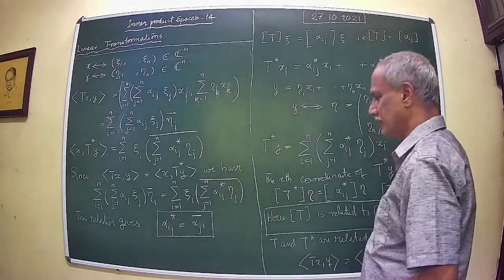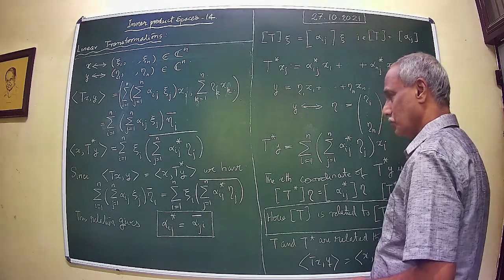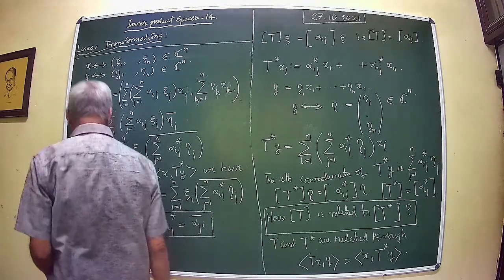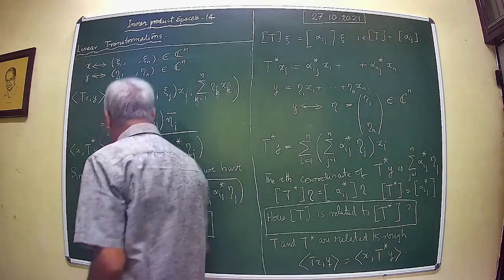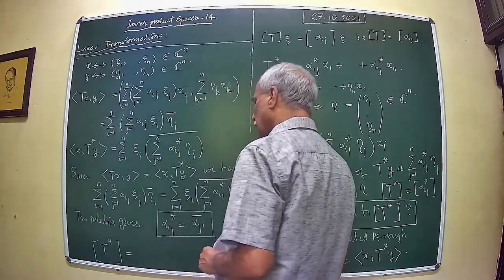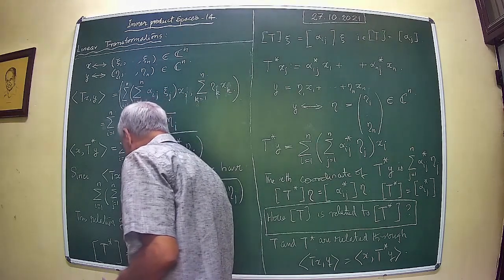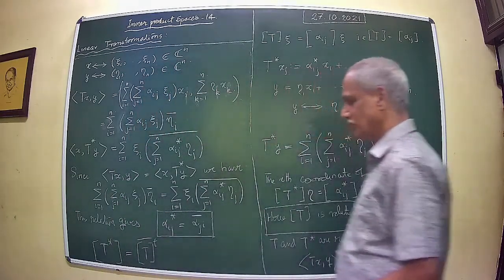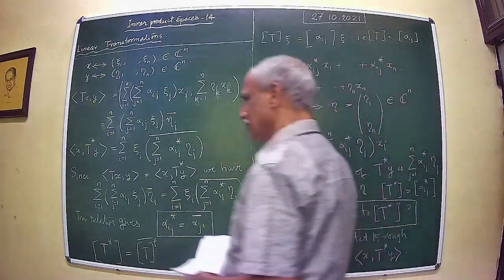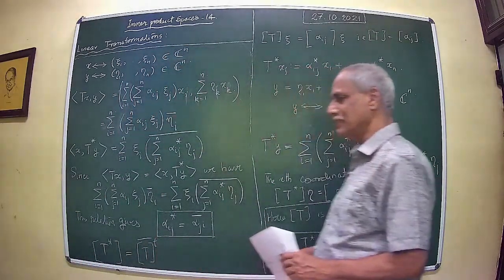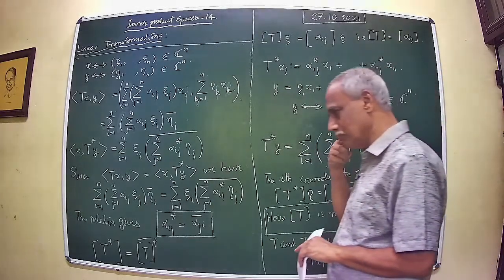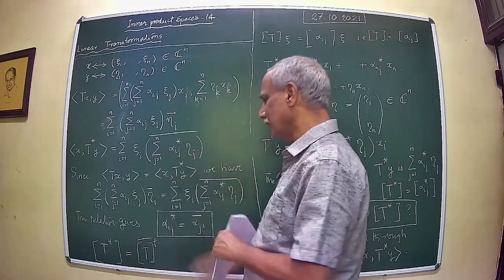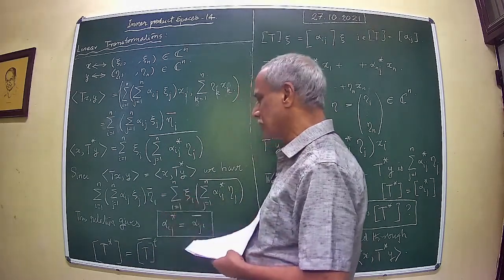So you get alpha ij star is given by alpha ji conjugate. That means the matrix representation of T star, based on the orthonormal basis that you have chosen, is given by the matrix representation of T transpose conjugate. So you take the complex conjugate of the matrix for T, then transpose it, you will get the matrix representation for T star.